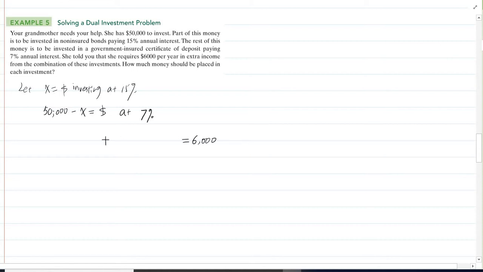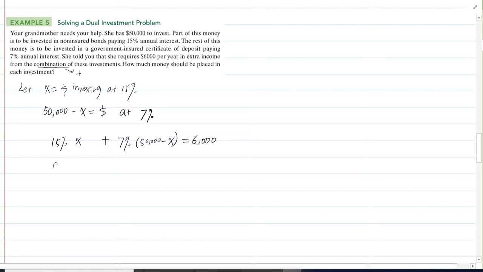So we're going to look at the first one. We have a 15% interest rate, so we invested X dollars for the first investment, and then we're also going to invest the rest at the 7% interest rate, which is 50,000 minus X dollars. So we add them together, and that will give you the $6,000 return each year.